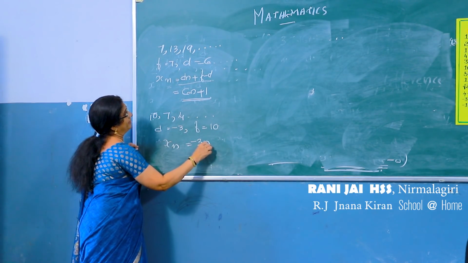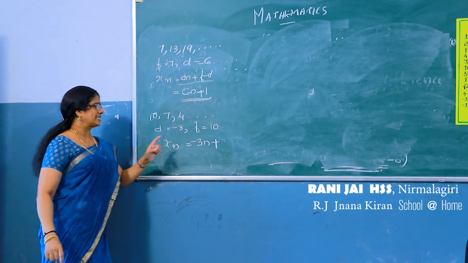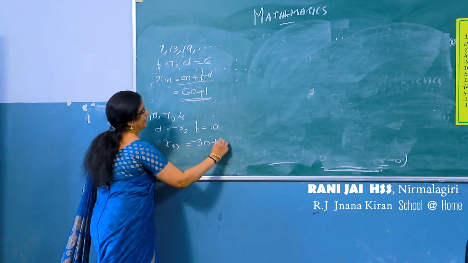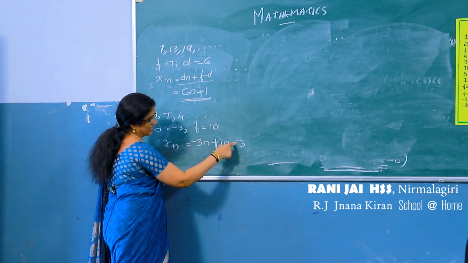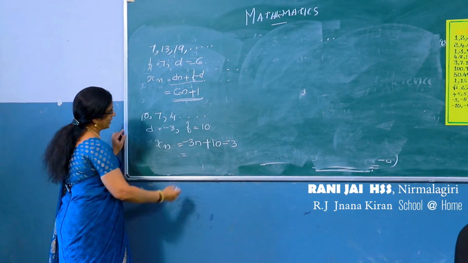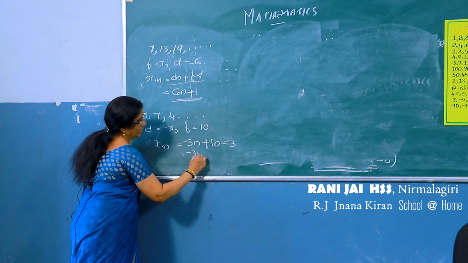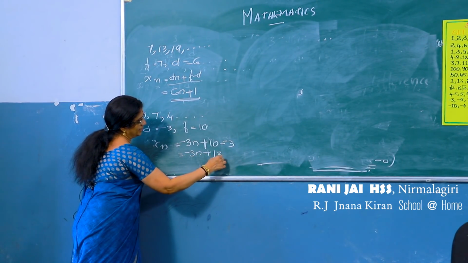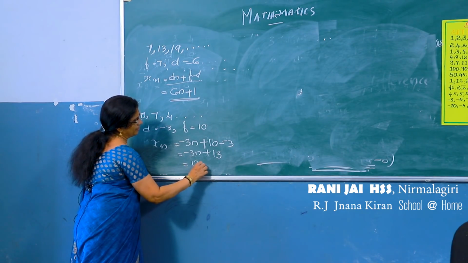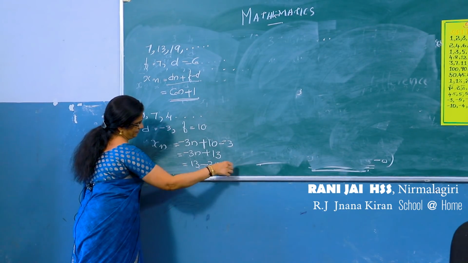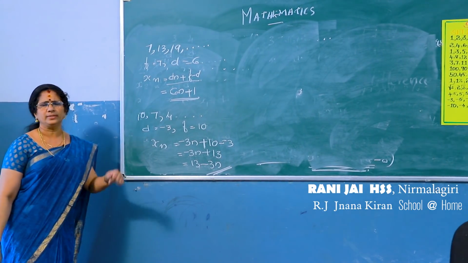Negative 3n plus f minus d. f is 10. 10 minus negative 3. Minus of minus is plus. So, 10 plus 3, 13. So, you can write it as negative 3n plus 13. Or we can write the same thing as 13 minus 3n. Both are one and the same. So, here also we got the algebraic form.